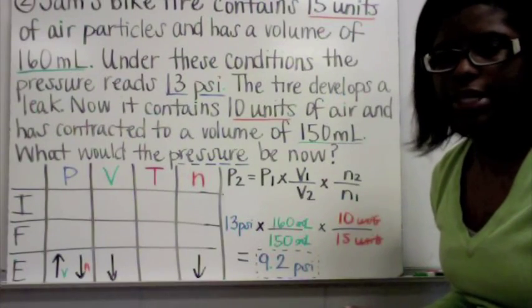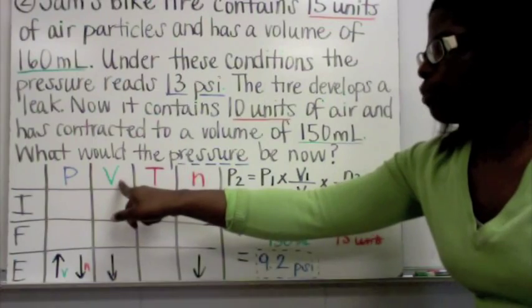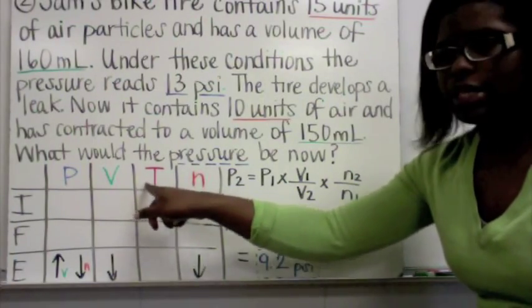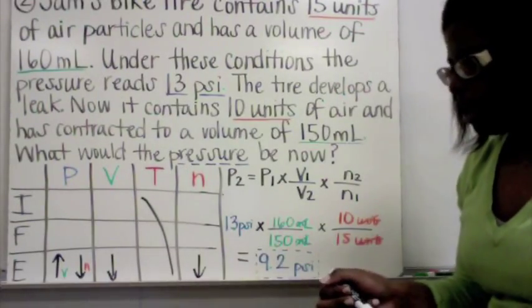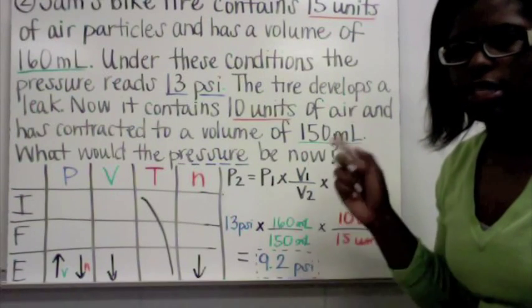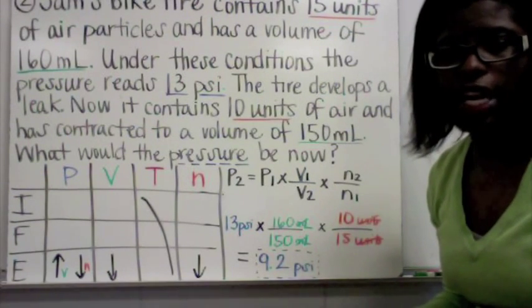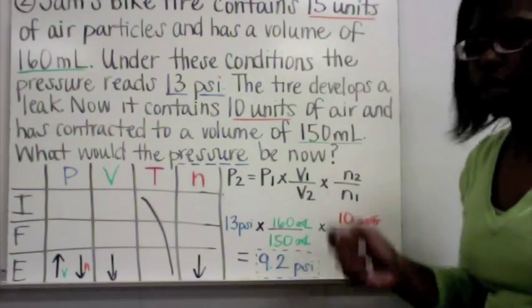So again, we need to annotate our text. Pressure is going to be represented by blue, volume by green. It doesn't talk about temperature at all so far in this problem, so we're going to go ahead and mark through that because we don't have to worry about temperature. And then number of particles is going to be represented by N, and it talks about the number of particles, specifically air particles, in the units of the actual word unit.